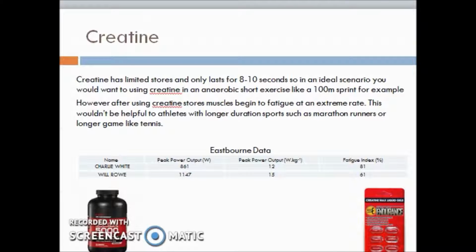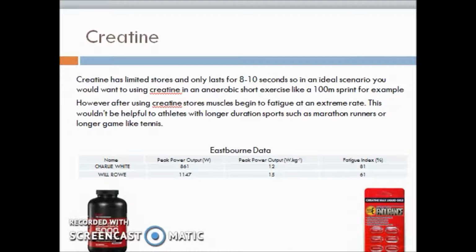So firstly, creatine. Creatine has limited stores in the body and only lasts for 8 to 10 seconds when we're using the creatine. Creatine's ideal would be for really short, intense exercises. So really, a quick sprint towards the football or a 100-meter sprint. Something that's really intense and really quick for a really short duration.